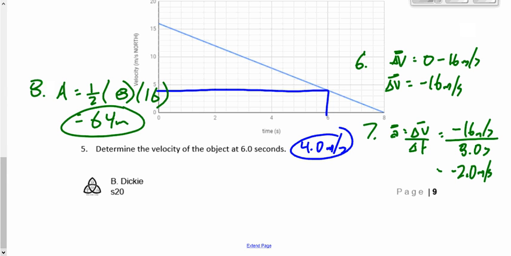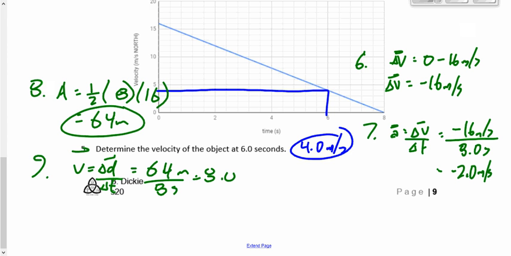Okay, good. The average velocity, Jacob, would be? How would you find the average velocity? Nope, the average velocity. V is equal to delta d over delta t. We just found the displacement. It's 64 meters. The time is 8 seconds. That's going to be 8.0 meters per second.